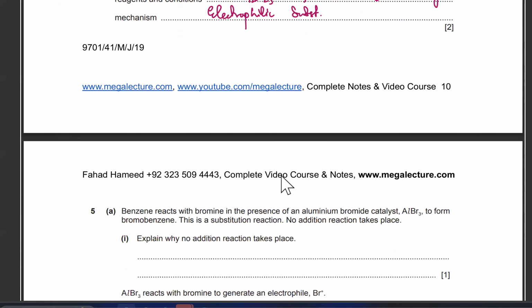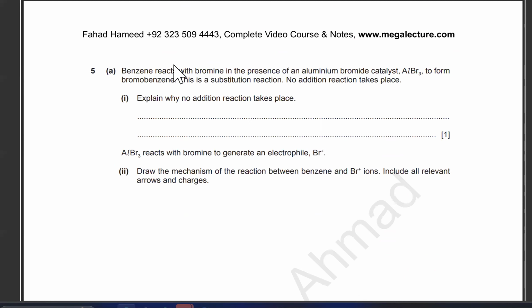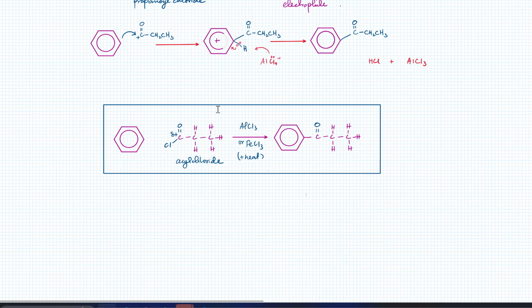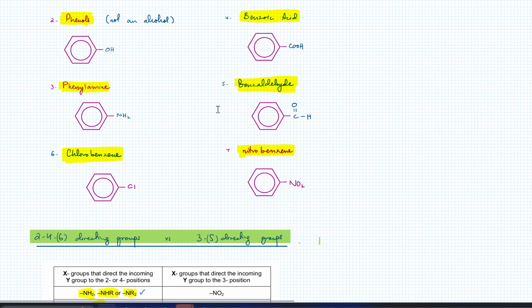Next one is, now this one: benzene reacts with bromine in the presence of an aluminium bromide catalyst, AlBr3, to form bromobenzene. This is a substitution reaction. No addition takes place. Explain why no addition. It's just a 1 mark question. Why does addition not happen in benzene? Did I explain that? Why does it... it was right at the start somewhere.